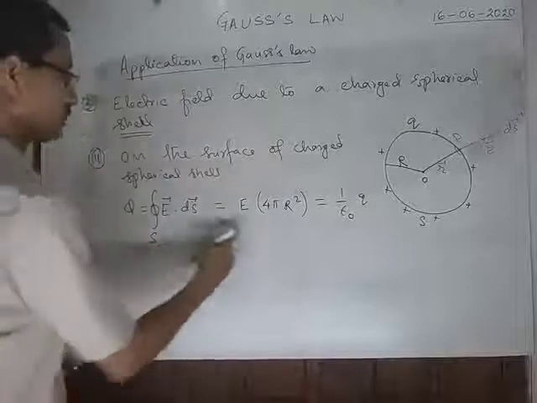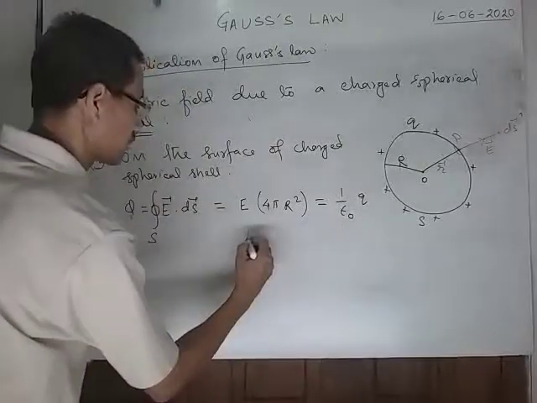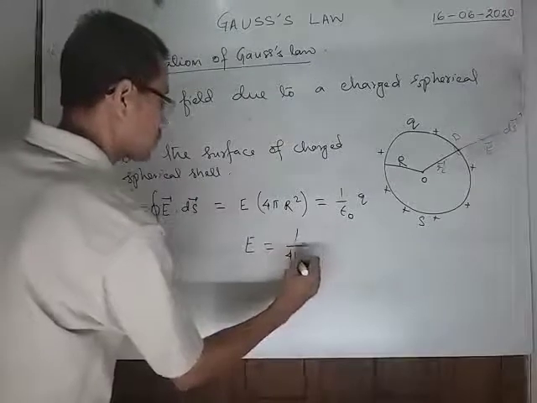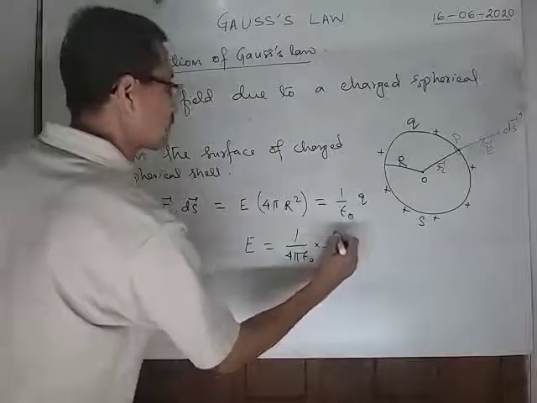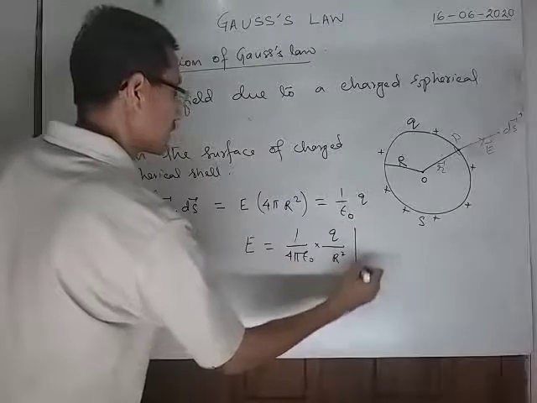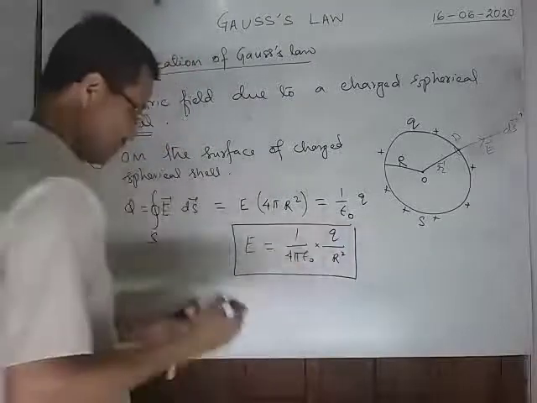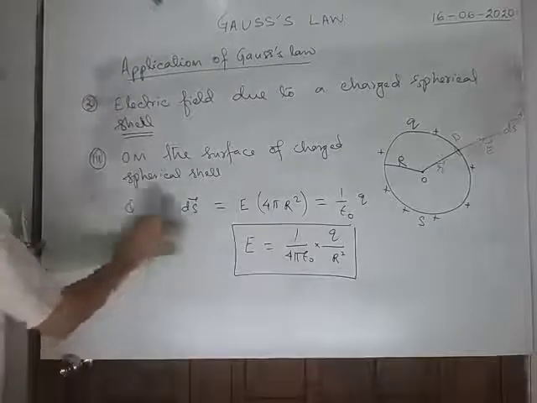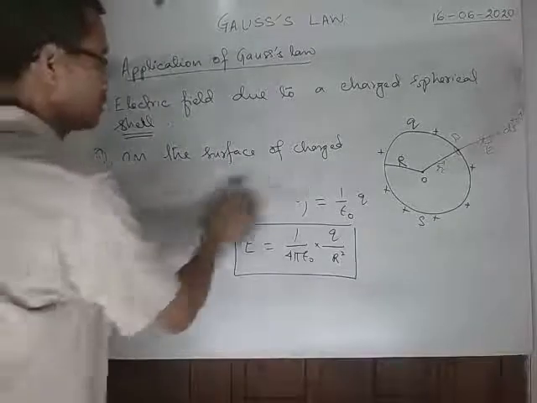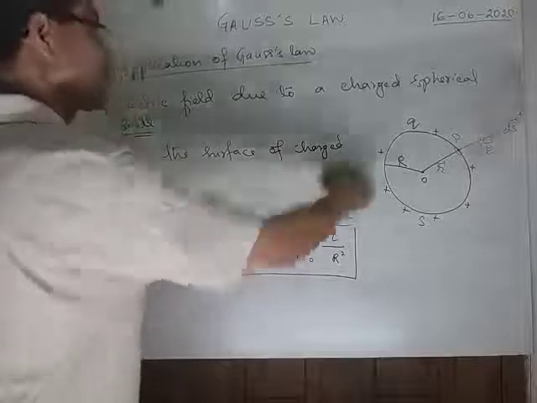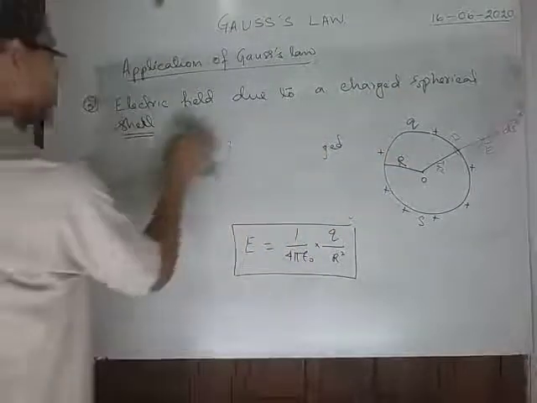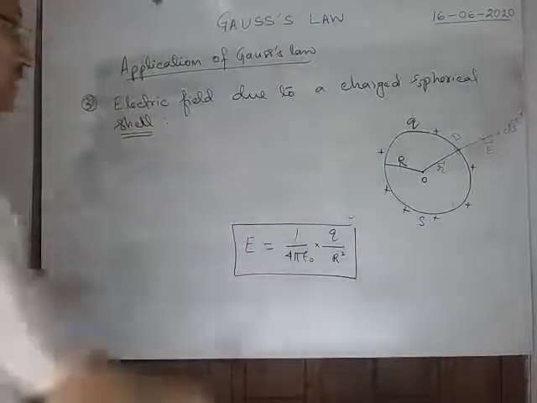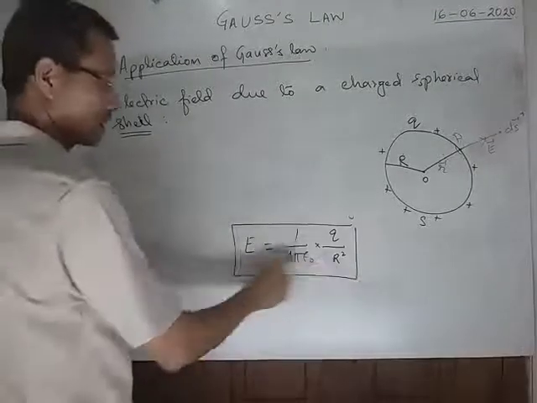So from this equation, your electric field E will be equal to what? 1 by 4 pi epsilon naught, Q by R square. This is the expression of electric field E. Now, if you want to write it in the vectorial form, it can be done as we did in the previous cases. Here, electric field E depends upon R.